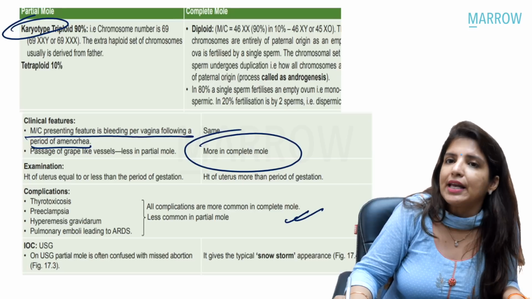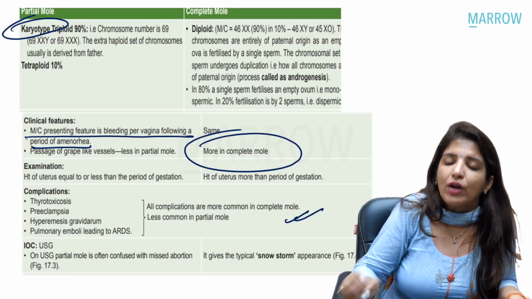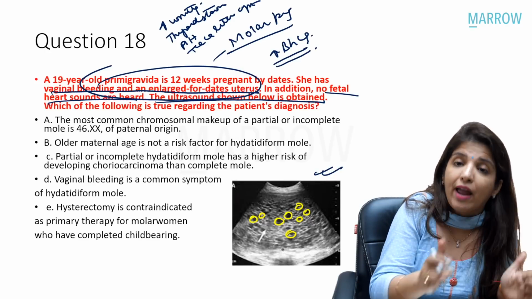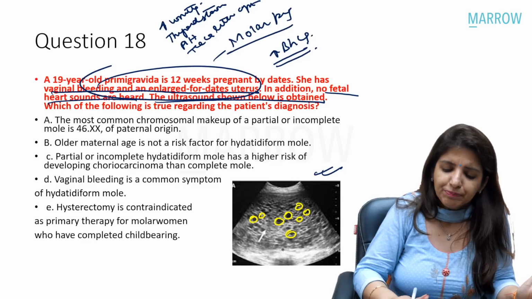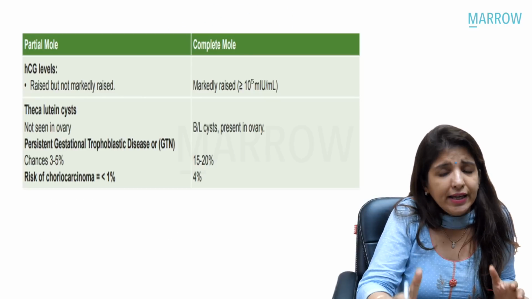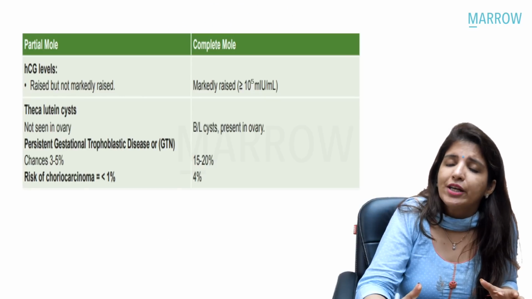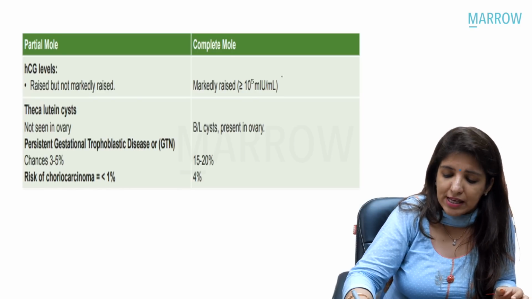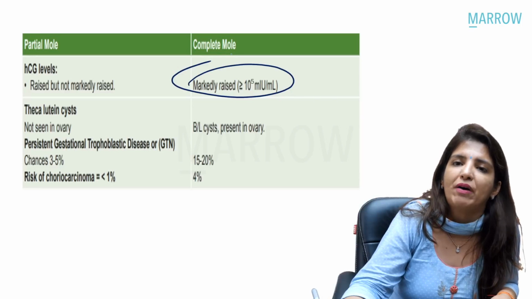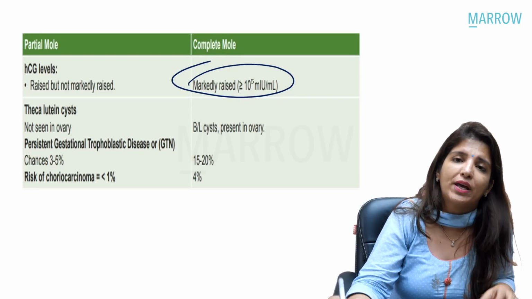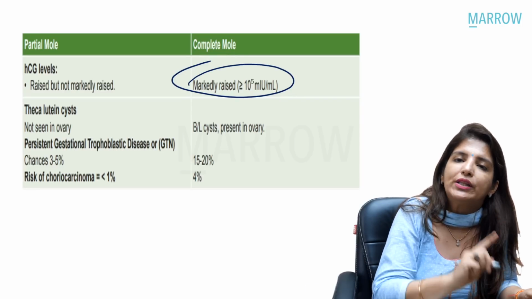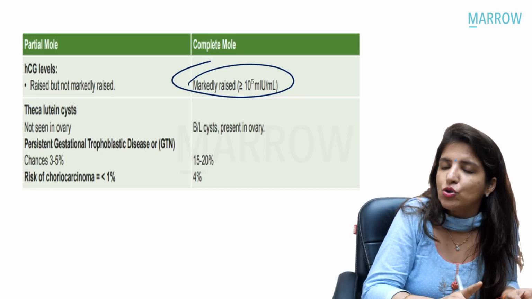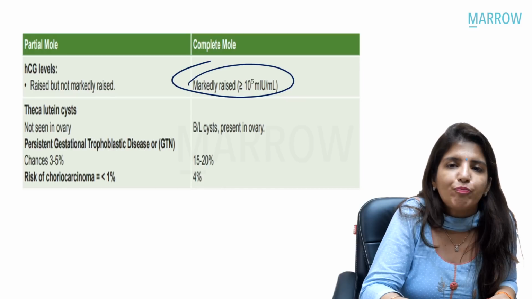Investigation of choice in molar pregnancy is ultrasound, and on ultrasound you get a snowstorm-like appearance, which is typical of complete mole, right? And in case of molar pregnancy, I was telling you the beta HCG levels are high. In case of a complete mole, the levels are more than or equal to 10 to the power of 5 milli-international units, whereas in case of partial mole, they are high, but not this high.